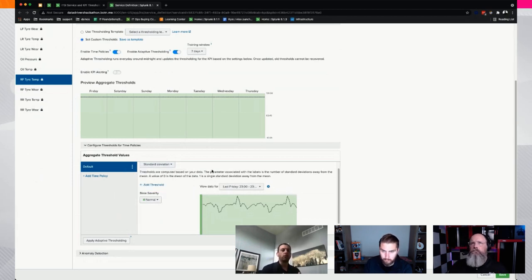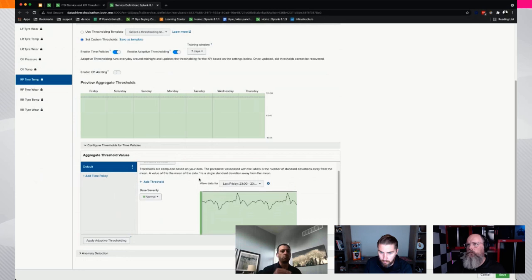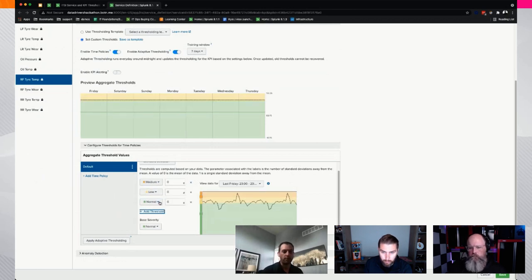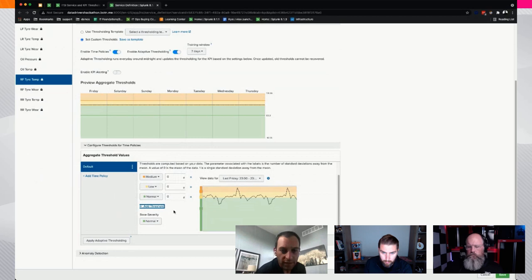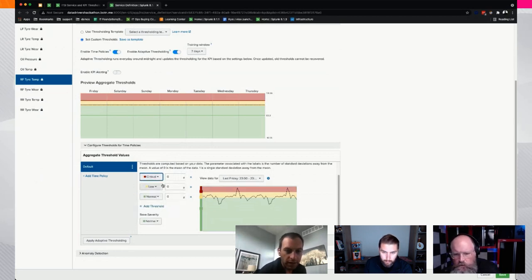Then we're going to set multiple different tiers. We do want the KPI to go to medium, high, and ultimately critical. So go ahead and click that add threshold button 3 times, one for high, one for medium, and one for critical. Perfect. And then make medium, high, and then normal. Great.